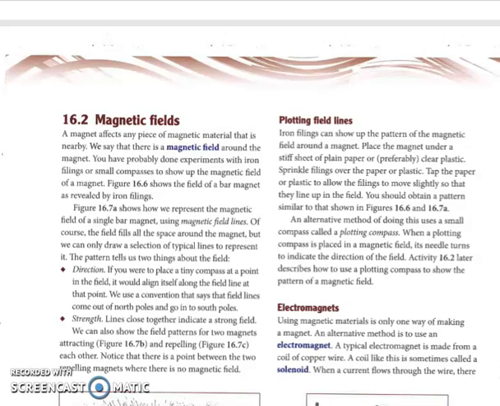Iron filings can show up the pattern of magnetic field around a magnet. Place the magnet under a stiff sheet of plain paper, preferably clear plastic. Sprinkle filings over the paper or plastic. Tap the paper or plastic to allow the filings to move slightly so that they line up in the field. You should obtain a pattern similar to that shown in figures 16.6 and 16.7. So this is a method: paper and iron filings.